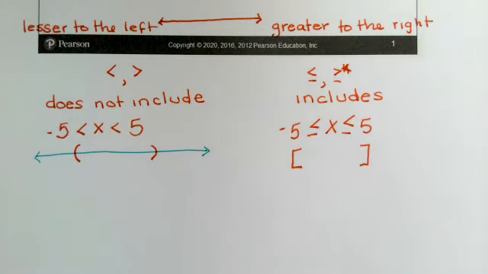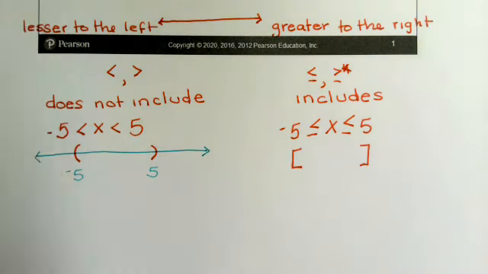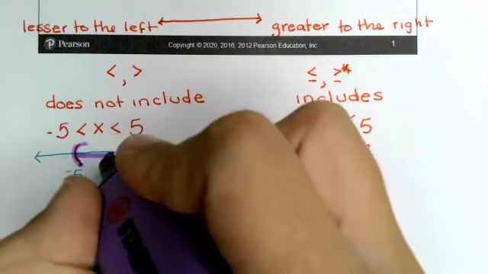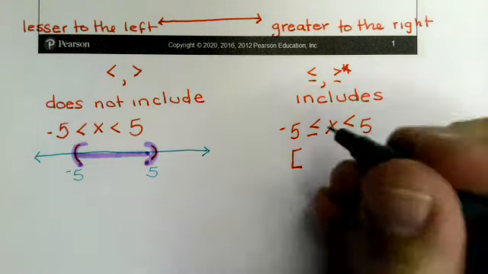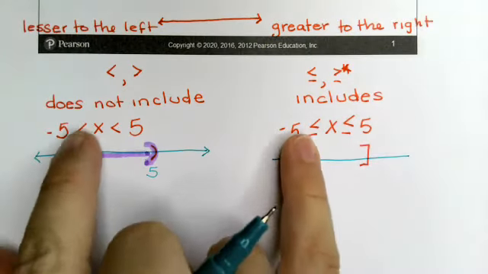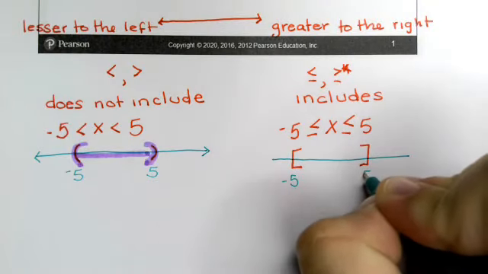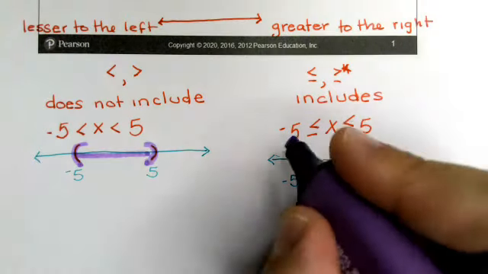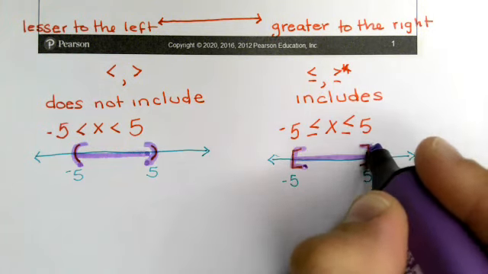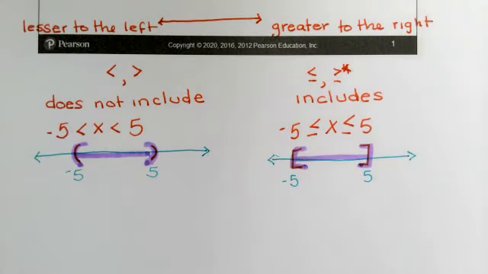My graph will actually be, if this is -5 and this is 5, my graph will look just like that. Okay. And it's the same graph because these are the same symbols, same numbers, except now I have "or equal to." So now my graph is going to have brackets. So this is how I would graph this inequality, this compound inequality.